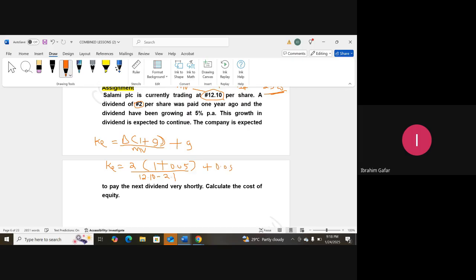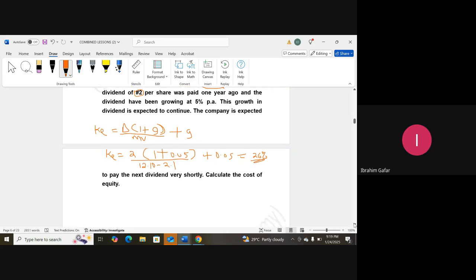Any question about this? If there is no further question, then calculate it and let us get our cost of equity. The cost of equity is 26%. Okay, 26%. So this is what the examiner is asking us to do here.